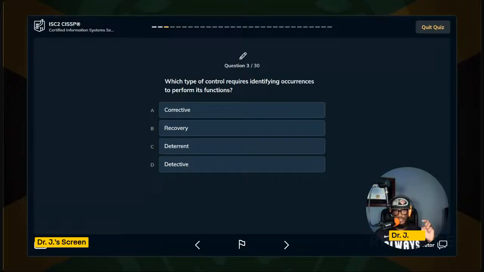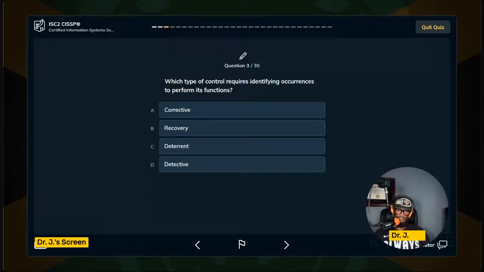All right. Which type of control requires identifying occurrences to perform its functions? All right, so you could eliminate Charlie. It's not going to be deterrent. I'm leaning towards Delta for detective. Let me check the other ones. Recovery. I don't think it's Bravo. Corrective. I feel like when you're talking about identifying, maybe you're investigating. So that's why I'm leaning towards Delta.